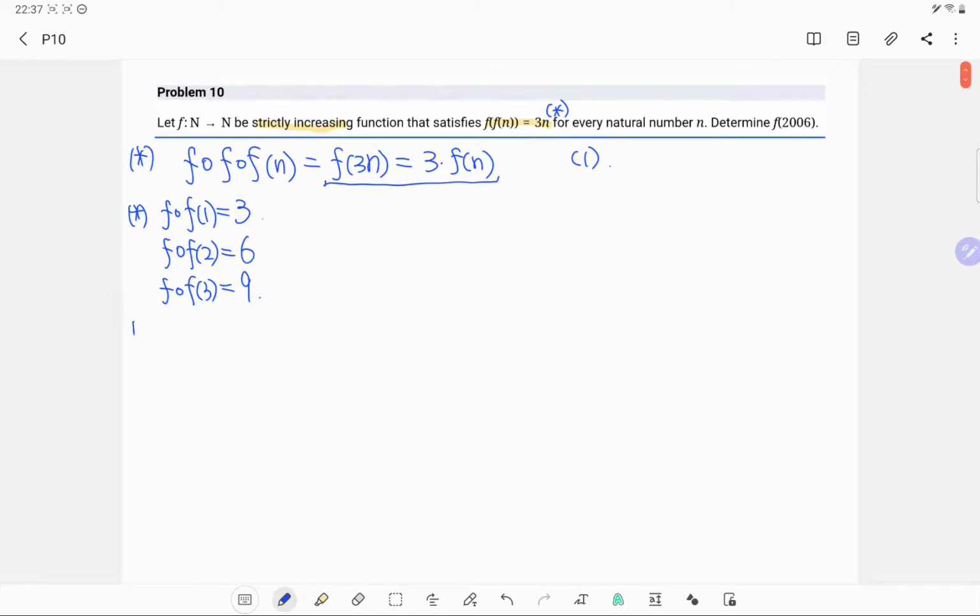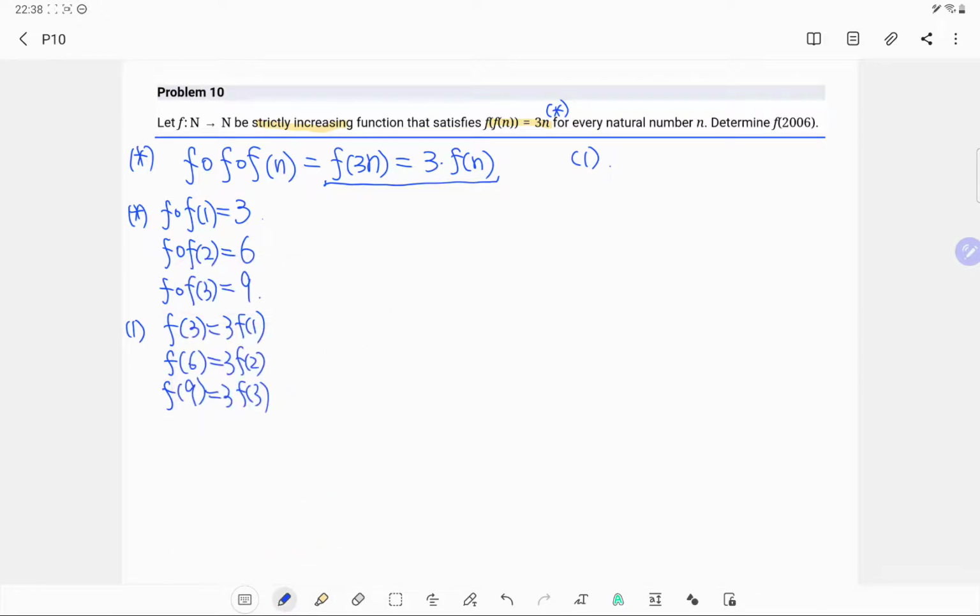Next, in equation 1, we repeat this procedure. For n = 1, we have f(3) = 3 times f(1). Then n = 2, we have f(6) = 3 times f(2). Then n = 3, we have f(9) = 3 times f(3). So we come up with six identities. Now let's try to guess what f(1) should be.